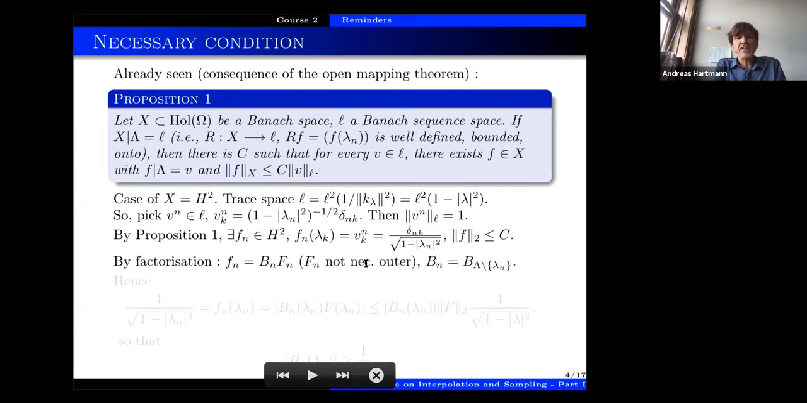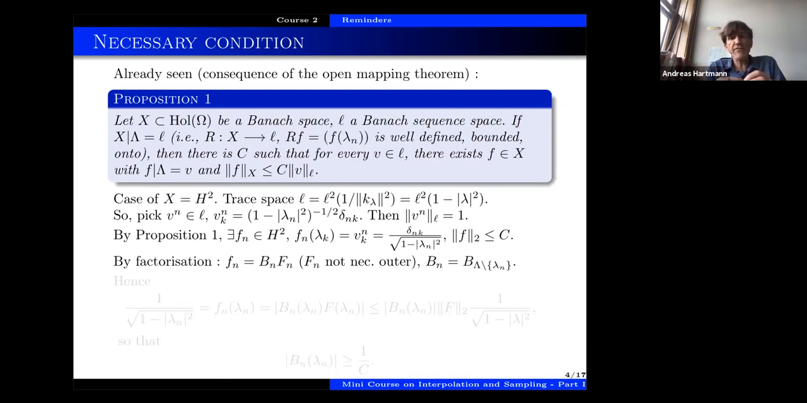Now by factorization, the function Fn contains a factor Bn. So this is a Blaschke product which vanishes in all the points of the sequence lambda except in lambda n, and some function Fn. And now this is not necessarily outer. So Fn could split into an inner function times an outer function.